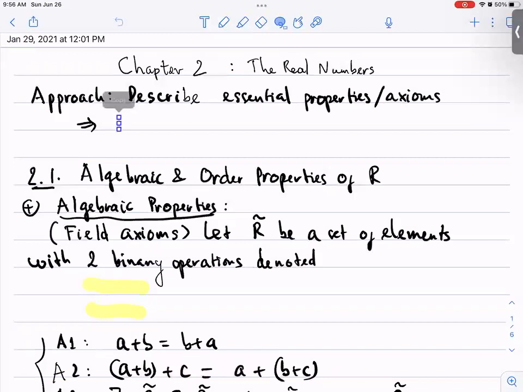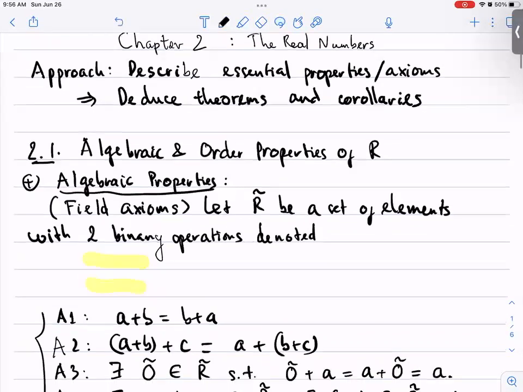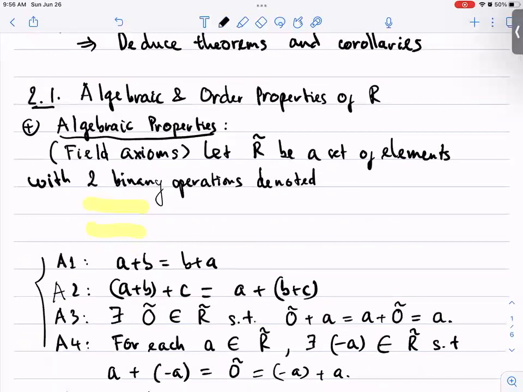So deduce, theorem, and corollary. We start with algebraic and order properties of the real numbers.